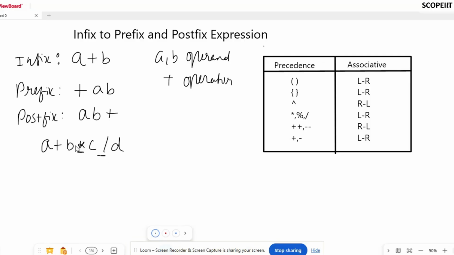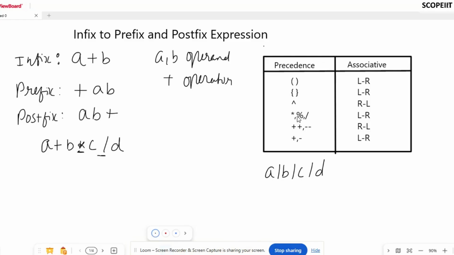Before we start solving that, you should be aware of this table. Here you can see this is your precedence graph, that means which operator has more priority. And this is associativity. What do you mean by associativity? For example, if you have A divided by B divided by C divided by D, here you can see the same operator, divide, is used. So out of these, which one should we execute first?